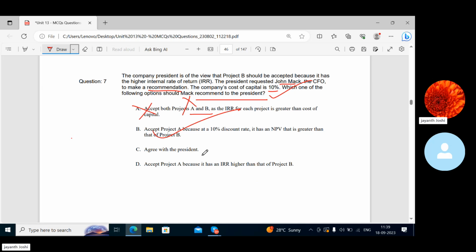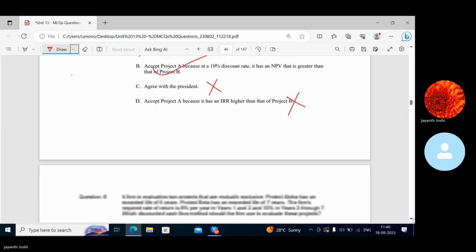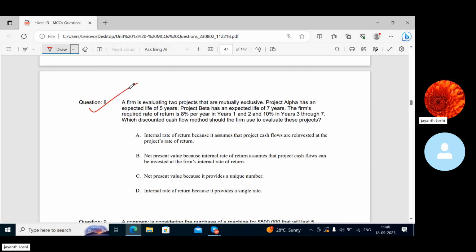Agree with the president? So what did the president say about B? I won't agree because B's NPV is less than A's NPV, right? At 10%, correct? Yeah. IRR is not the criterion based upon which I will be selecting. So the answer is 2. Okay. Can you go for this question? Yes.